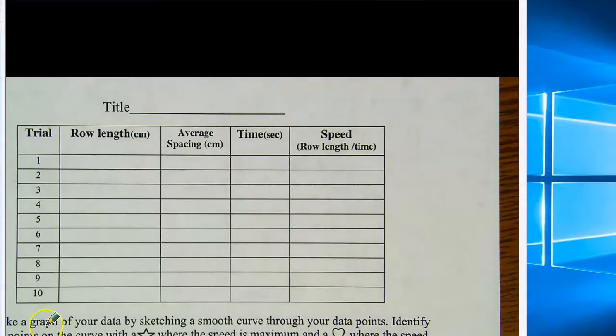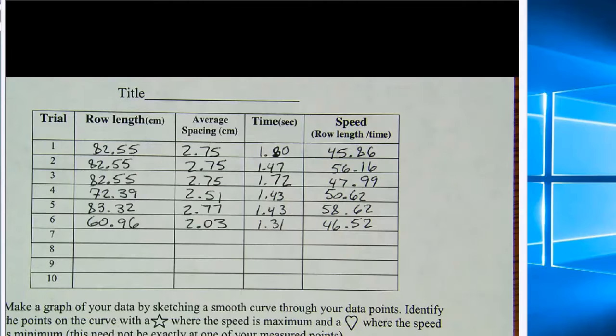I'm going to share my document camera, and I'm going to speed up time. I'm just going to write in all my numbers so that you can follow along. Okay, bada bing, bada boom. There are all the numbers. All right, so there are 6 trials that we took.